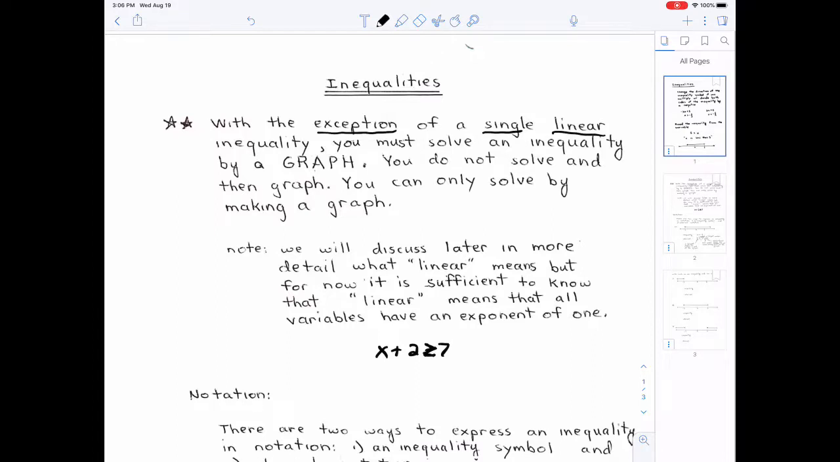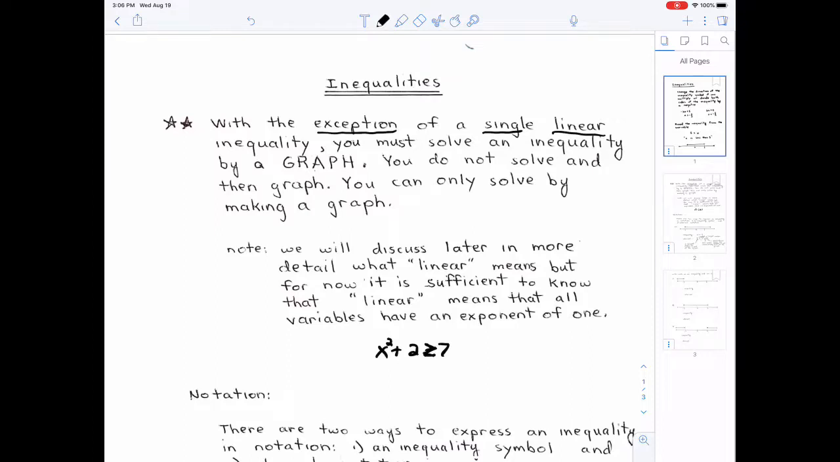You do not need to graph this. All you do is subtract the 2, and you'd be done, okay? Now, what if you have this, though? X squared plus 2, and you don't need to write this down, just listen. X squared plus 2 is greater than or equal to 7. Okay, that is a single inequality, but it is not linear. Why isn't it linear? Because the variable is to the second power.